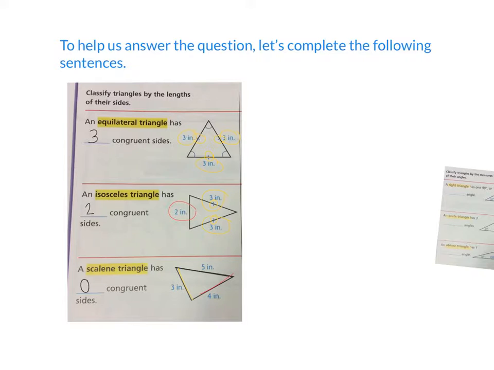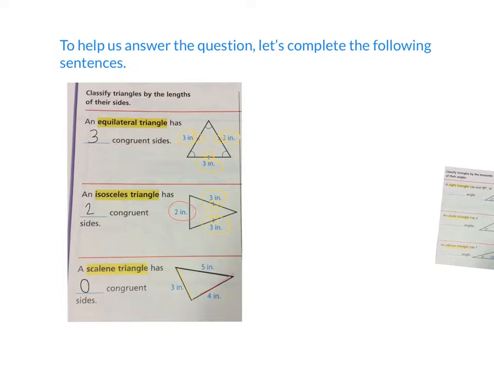So there's 2 different ways you can classify triangles. One is by looking at how long their sides are. If you analyze how long their sides are, you can sort it into 1 of 3 categories. It could be equilateral, isosceles, or scalene.